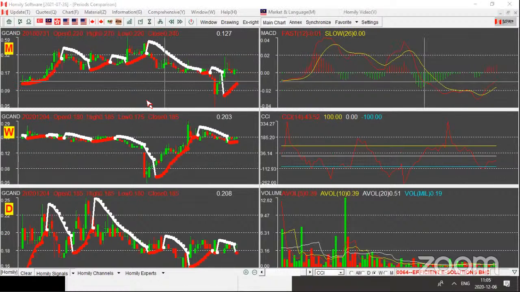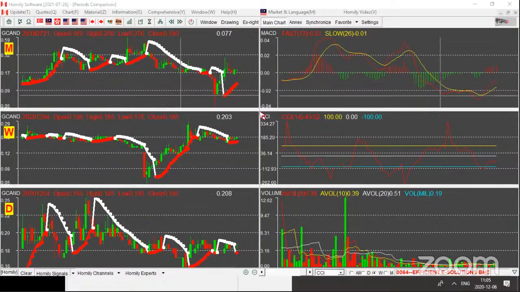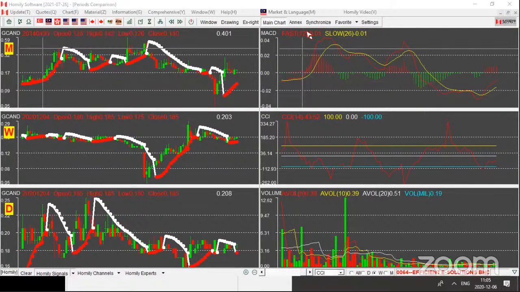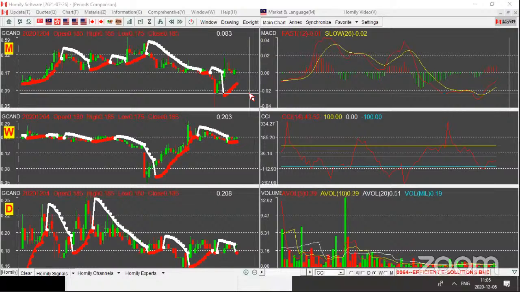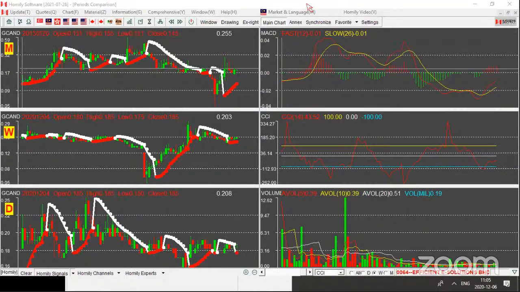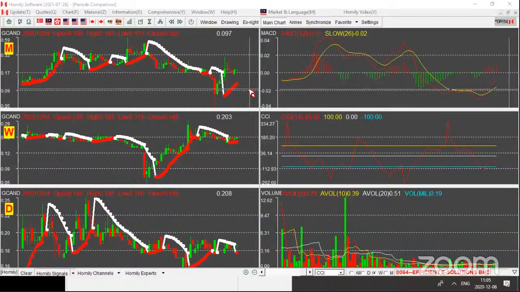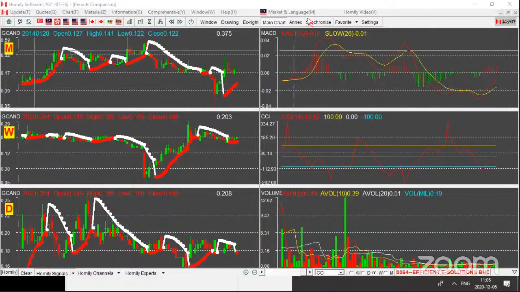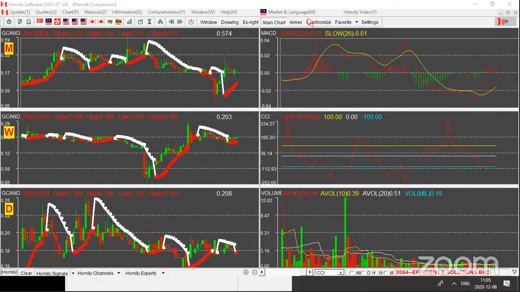Also, we need to combine with the method we analyzed shares before. It does not mean we have learned the triple screen, we must give up all the methods we learned before. It is wrong. You still need to combine with the methods you learned before. How can we analyze the stocks together? To do the further filter.